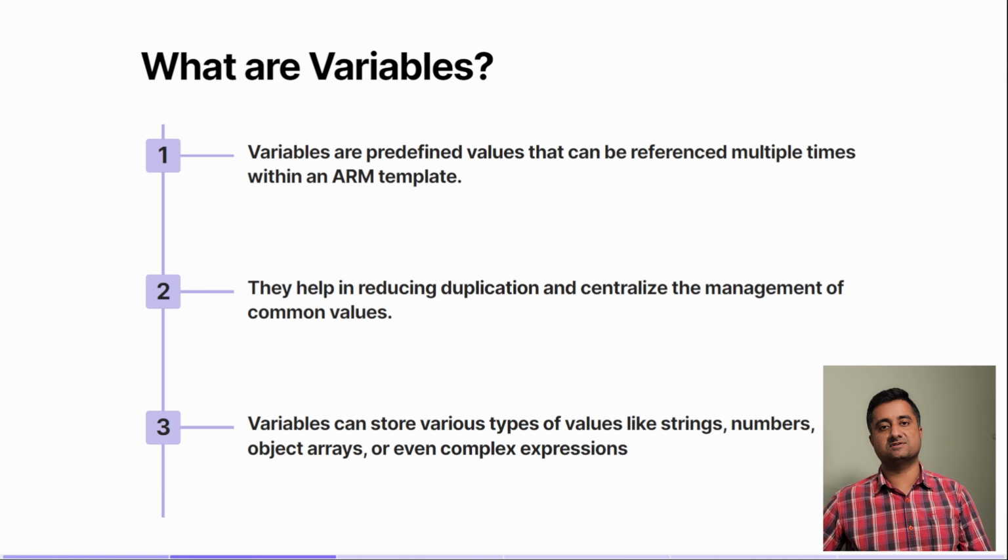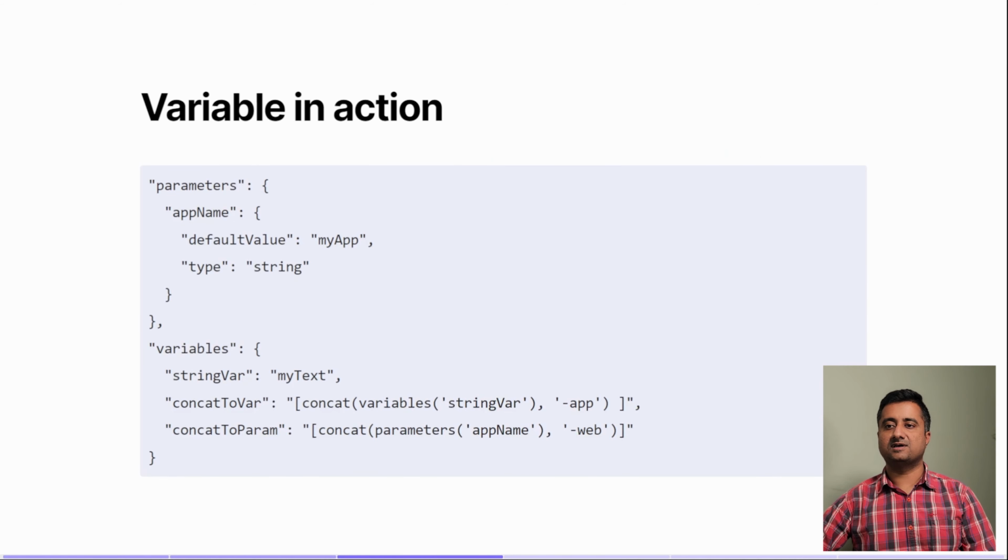So let's take this example. I'm creating a parameter called appName, and you can see the default value is myapp and the type is string, and then the variables are defined below. You have a couple of options there. One is a string variable, which is just plain text. And then we have a concat to var, which is an example where you're taking the string var and appending -app to it.